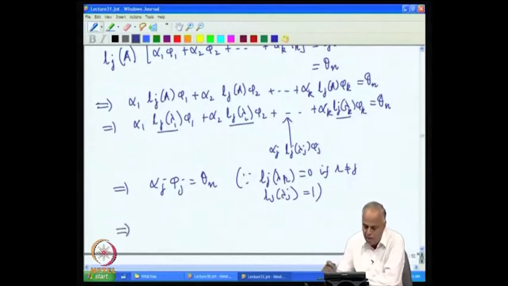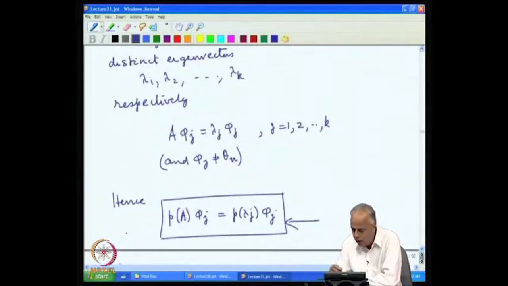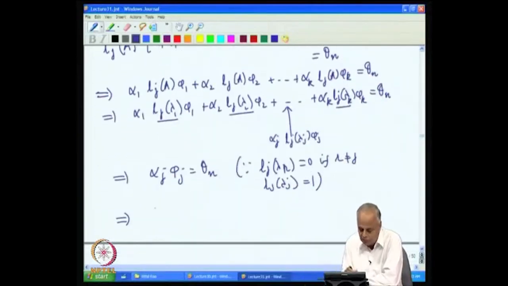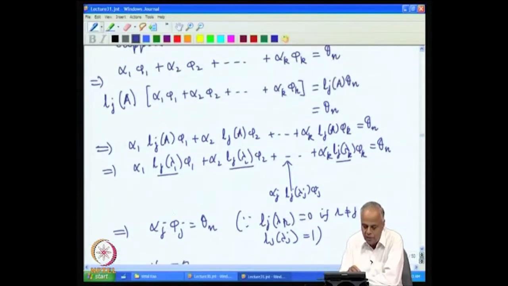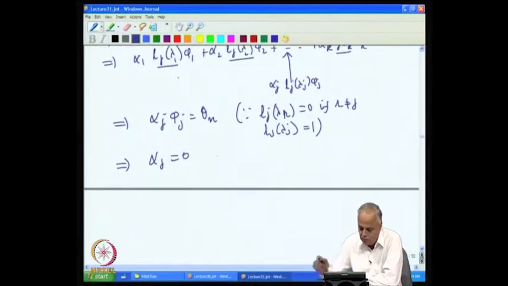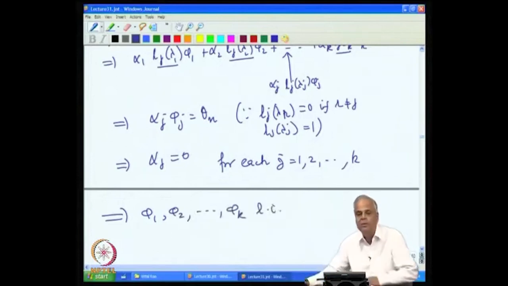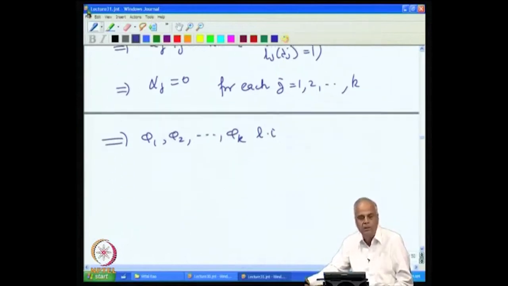But now, phi j was an eigenvector and therefore, phi j was a non-zero vector. So, since phi j is a non-zero vector, alpha j phi j equal to theta n implies alpha j equal to 0. This we can do for every j. If we start with L 1, we get alpha 1 is 0. If we start with L 2 here, we get alpha 2 is 0. So, therefore, alpha j is 0 for each j equal to 1, 2 up to k. So, that says phi 1, phi 2, phi k are linearly independent. And this is the result we said in the last lecture that we would prove later.